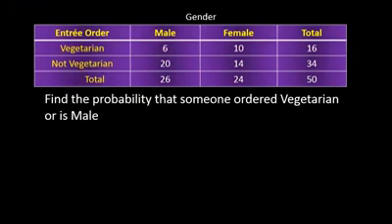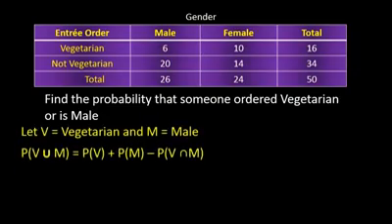Let's take a look at an example using a contingency table. Here we have a sample of 50 people who were asked if they ordered a vegetarian meal or not. It was also noted whether they were male or female. The results are shown in this contingency table. So let's say we want to determine the probability of ordering a vegetarian meal or the customer being a male. So that would be vegetarian or male or both. Let's use the notation of V for vegetarian and M for male.